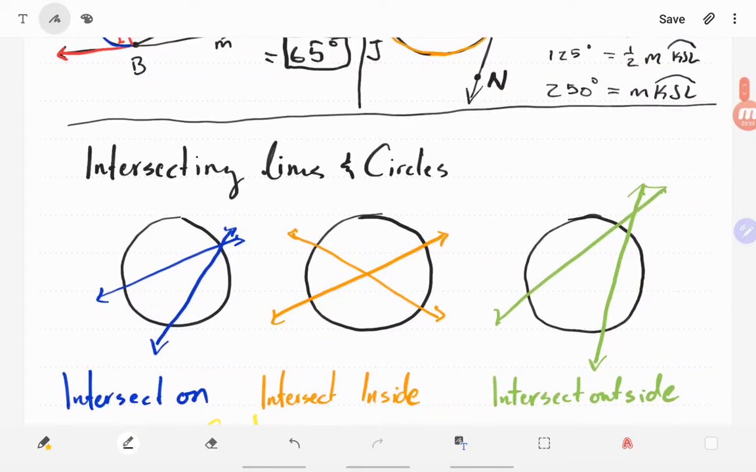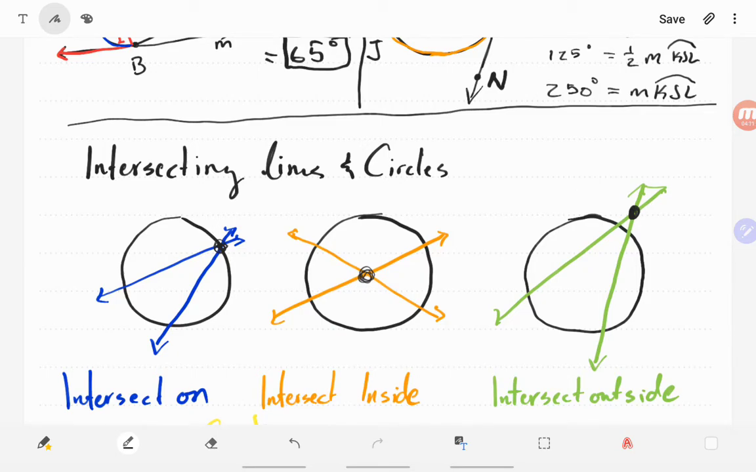Okay, so now let's talk about what can happen when we've got multiple lines crossing through circles, right? When we have two lines cross through a circle, we could have them intersect on the circle, right? These two lines could intersect, and the point at which they meet is on the circle, right there. We could have them intersect inside the circle, and we could have them intersect outside the circle. Now, they're not always going to look just like this, right? And we're going to see that in our next two theorems.